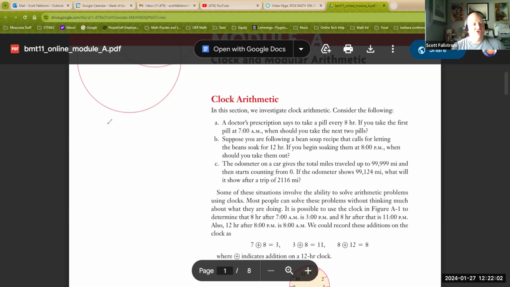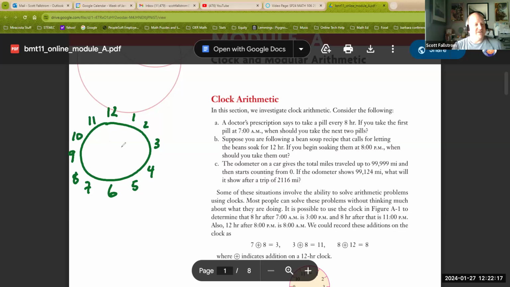In a traditional clock, we have 12 up top, 1, 2, 3 to the side, 4, 5, 6 at the bottom, 7, 8, 9 on the other side, and 10 and 11 that direction. If something happens at 6 o'clock, the hour hand would be pointing down to the 6. The minute hand would be pointing up, but the hour hand is what we're referring to.